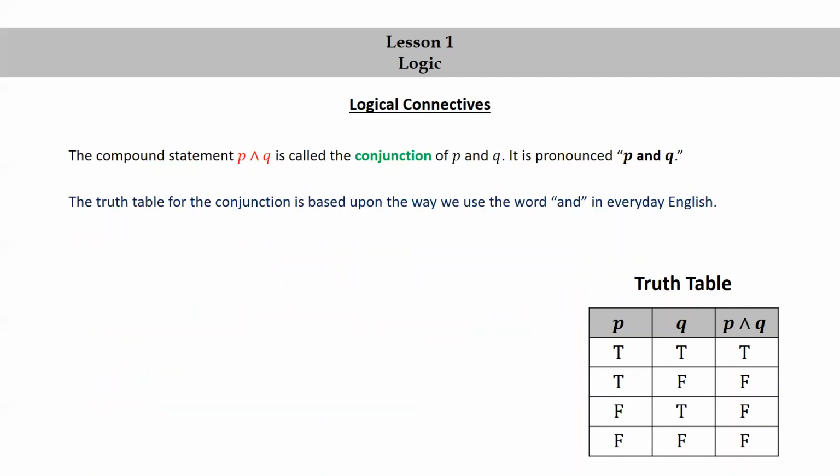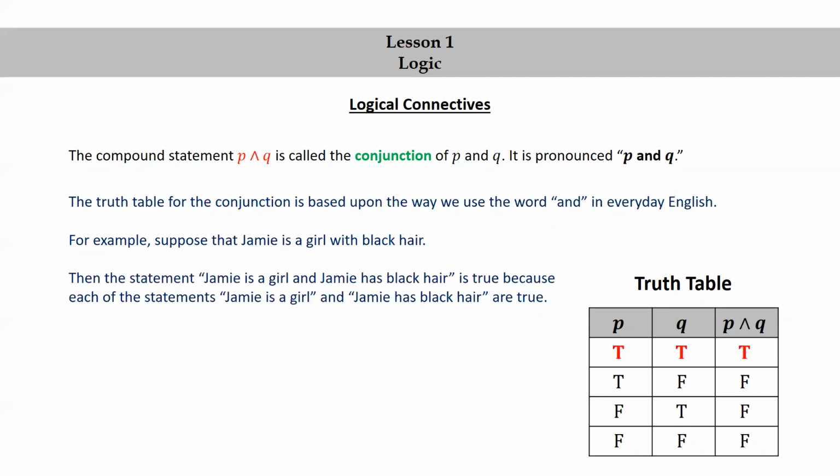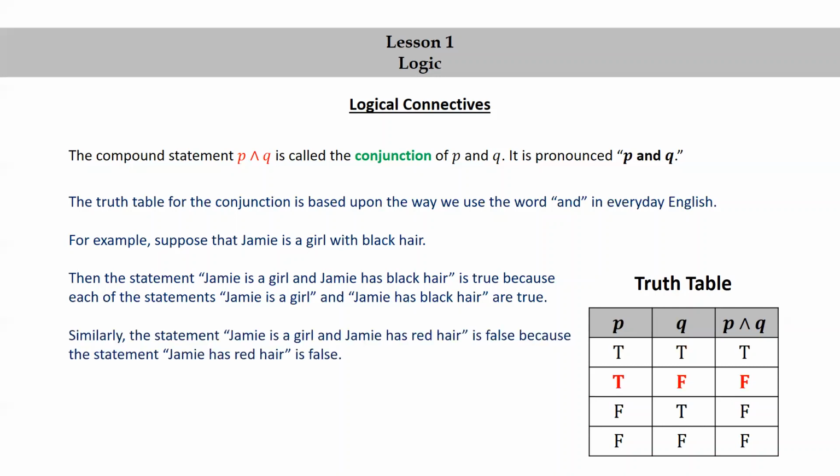The truth table for the conjunction is based upon the way we use the word and in everyday English. For example, suppose that Jamie is a girl with black hair. Then the statement Jamie is a girl and Jamie has black hair is true because each of the statements Jamie is a girl and Jamie has black hair are true. Similarly, the statement Jamie is a girl and Jamie has red hair is false because the statement Jamie has red hair is false.